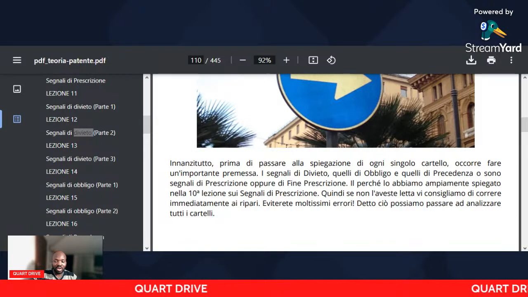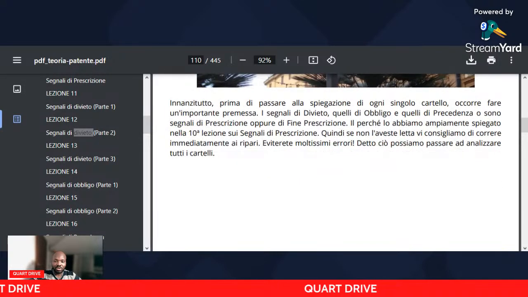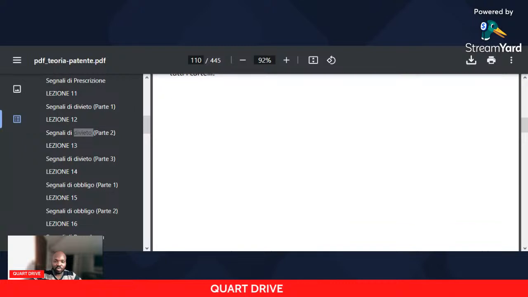So you have to be very careful about these signs. We have segnale di obbligo, segnale di divieto, and segnale di precedenza. Together they are called segnali di prescrizione. So let's go down and see some of these segnali di obbligo.